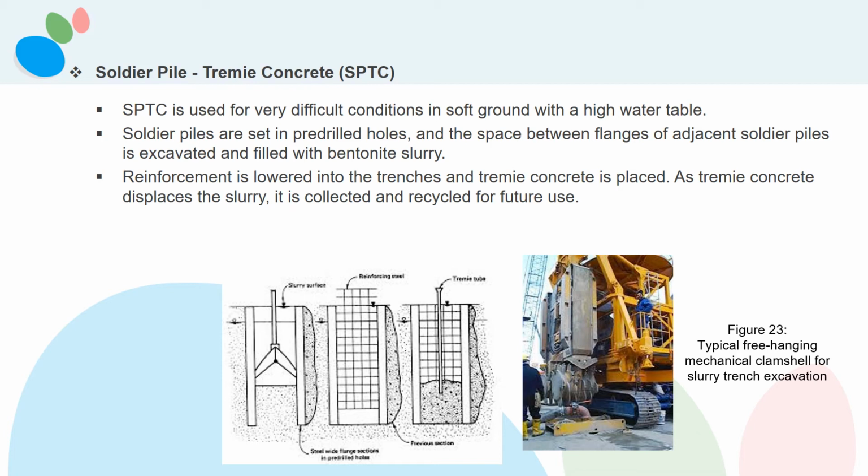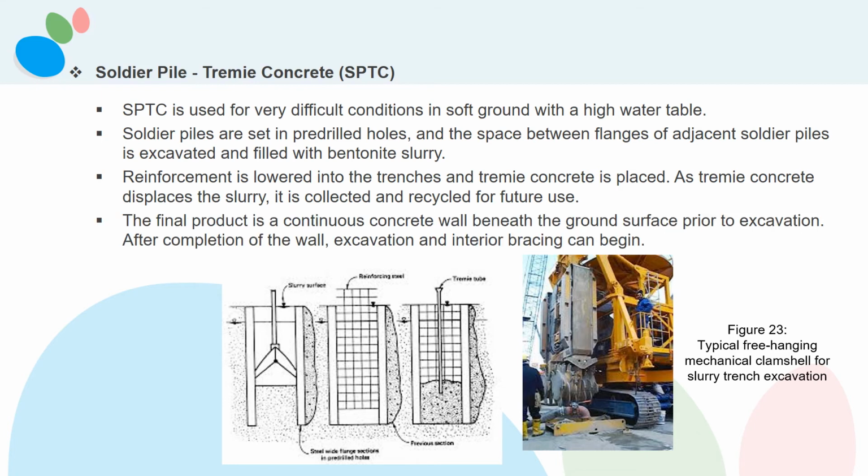As tremie-concrete displaces the slurry, it is collected and recycled for future use. The final product is a continuous concrete wall beneath the ground surface prior to excavation. After completion of the wall, excavation and interior bracing can begin. Figure 23 showed a typical free-hanging mechanical clamshell for slurry trench excavation.